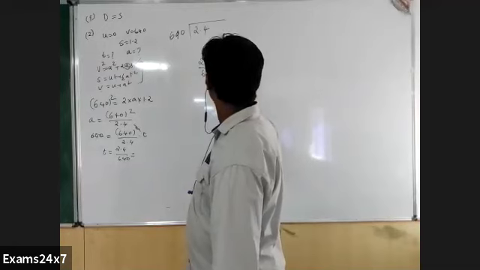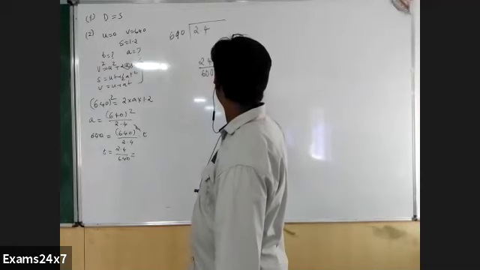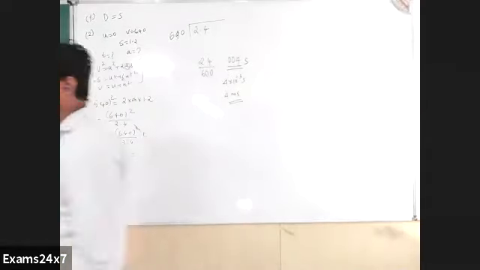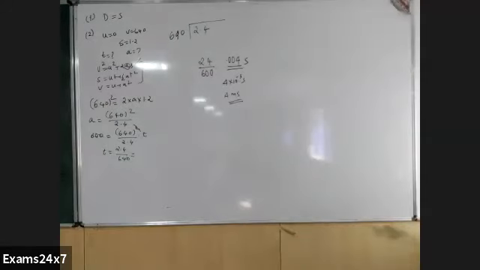0.004 second. That is 4 into 10 to the power minus 3 second. That is 4 millisecond. Option C, the unknown big first. If it is there, that is the answer. Understood.